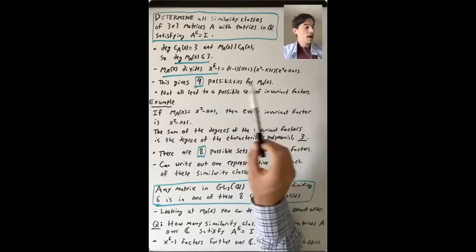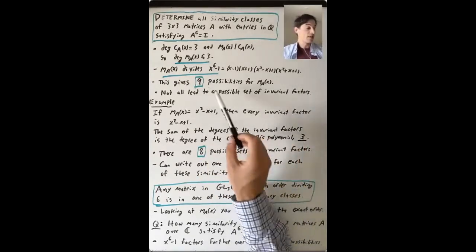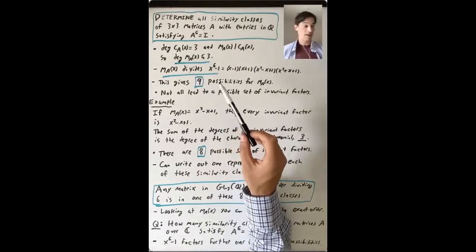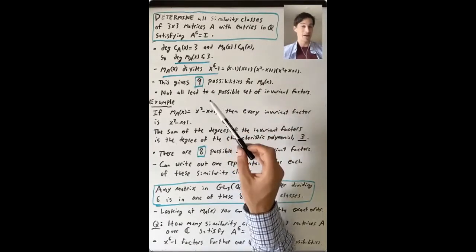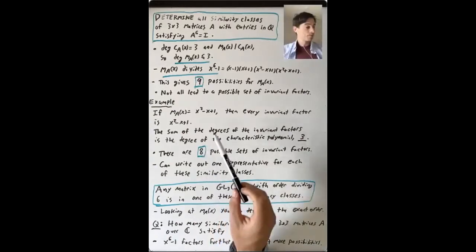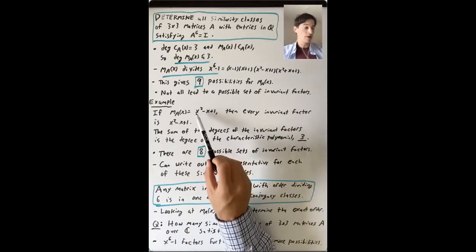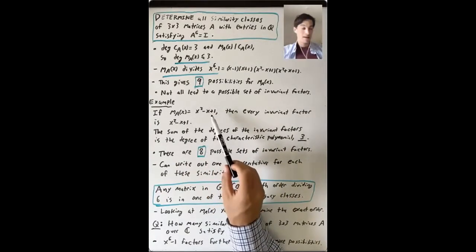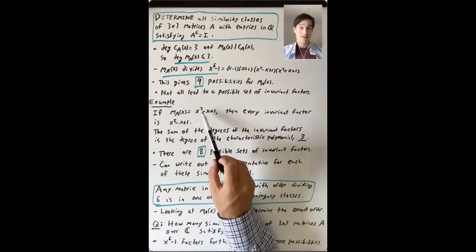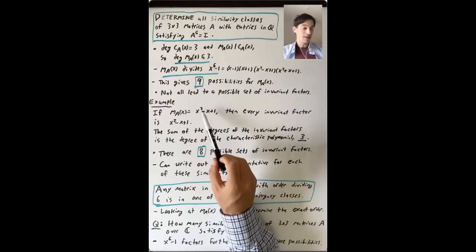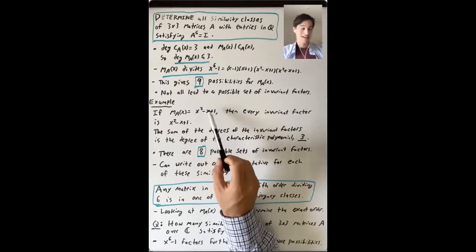Not all of them actually lead to a possible set of invariant factors. So you take your minimal polynomial and you ask, if this is my minimal polynomial, what are the possible sets of invariant factors I could have? The minimal polynomial is the largest invariant factor, but what else could happen? What happens if you say, I want my minimal polynomial to be this irreducible polynomial of degree 2, x squared minus x plus 1? Because every invariant factor has to divide this irreducible degree 2 thing, and every invariant factor has to have degree at least 1, the only thing of degree at least 1 that divides this is this quadratic polynomial itself.